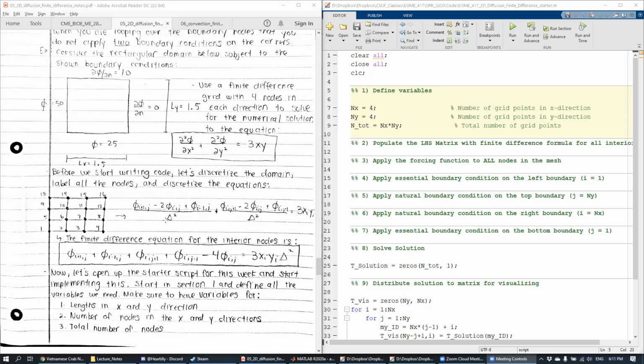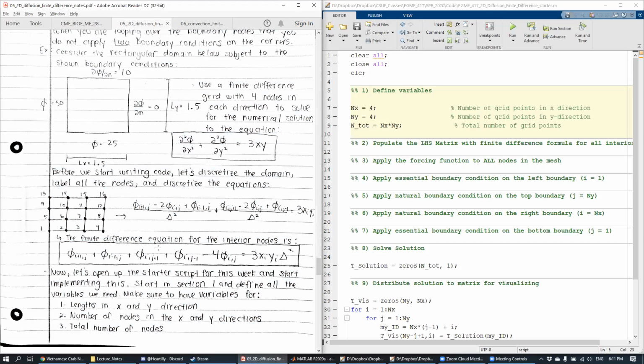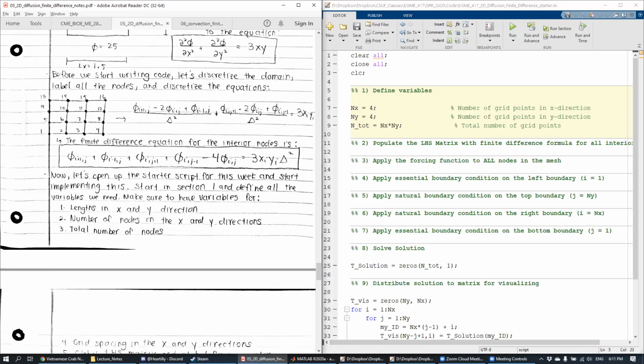And then from this grid, we can take this differential equation and discretize it using finite differences. So we're going to take the x derivative and discretize it using finite differences. And that's what we get right here. Then we take our y derivative and discretize that into finite differences. That's what we get there. And all that's equal to 3xy. If we simplify this to make it a little easier to work with, then we end up with our finite difference equation.